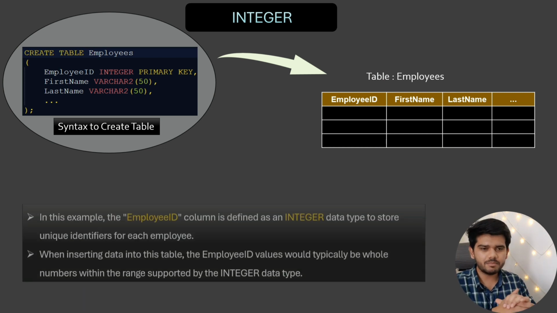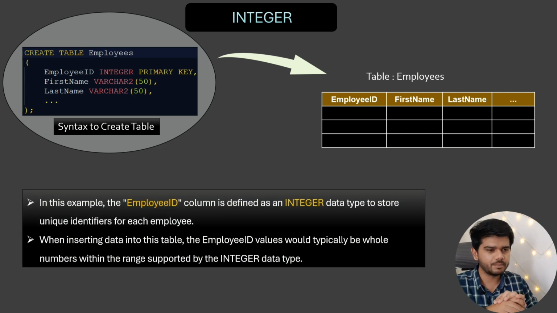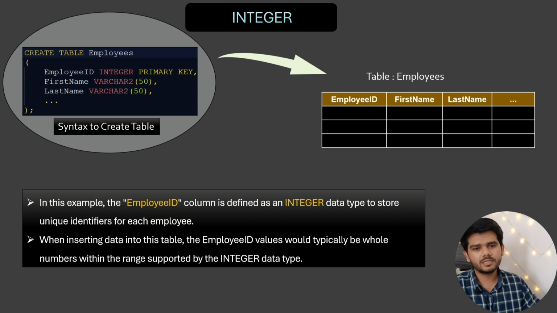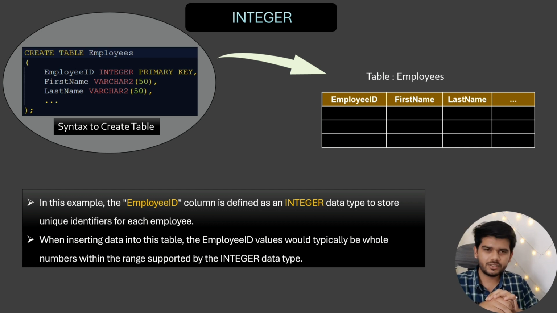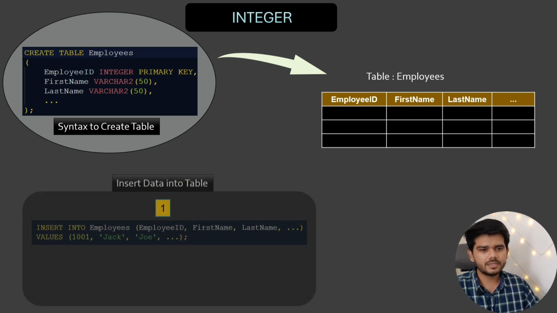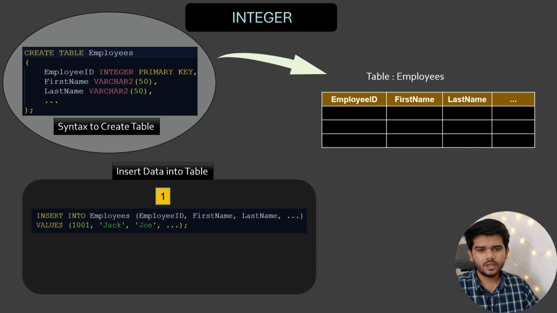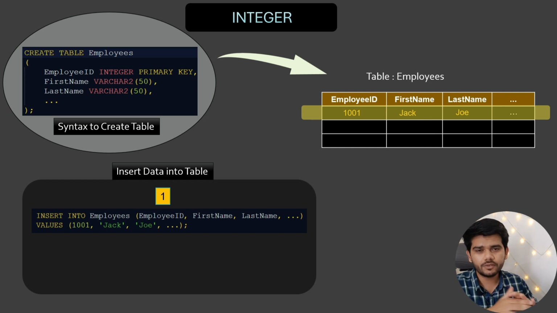In this example, the employee ID column is defined as an integer data type to store unique identifiers for each employee. When inserting some data into this table, the employee ID column values would typically be whole numbers within the range supported by the integer data type. Let's see what type of data we can get under the employee ID column. We have this first syntax to insert some data into this table. After execution, we'll see data is inserted like this in the respective columns. And we can observe here the integer data, that is 1001, is inserted into the employee ID column.